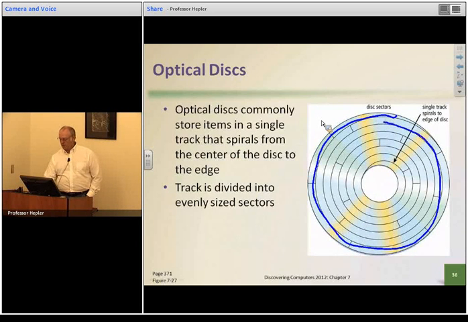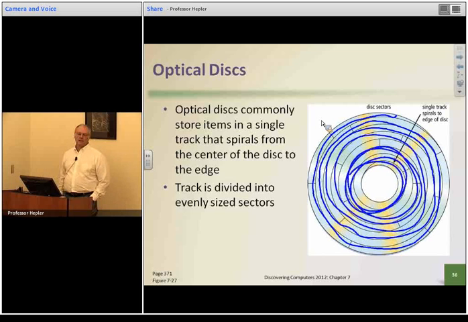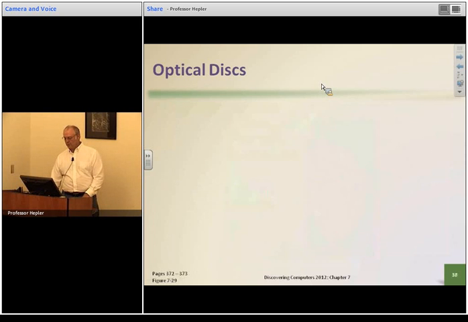It's one continuous track. The disk was rings. These optical disks are one continuous track, which is why it's difficult to rewrite them. But some of the technology allows you to do that. Okay. Don't put them in the sun. I'm not going to go over this.